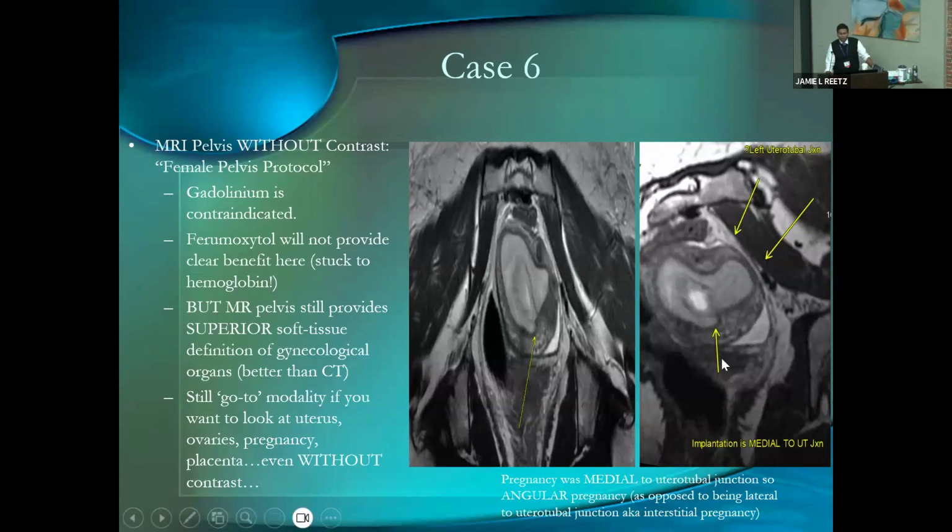Now, if it were lateral in the ureterotubal junction, it's going to be an interstitial pregnancy. That's going to be technically an ectopic pregnancy, and the OBs have told me they treat those as ectopic pregnancies. So this is one that went to term. And again, this is the advantage to MRI, is I can make these distinctions without contrast. This was an easy slam dunk diagnosis for us.